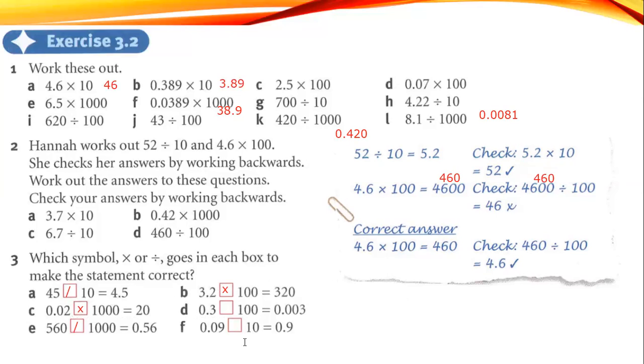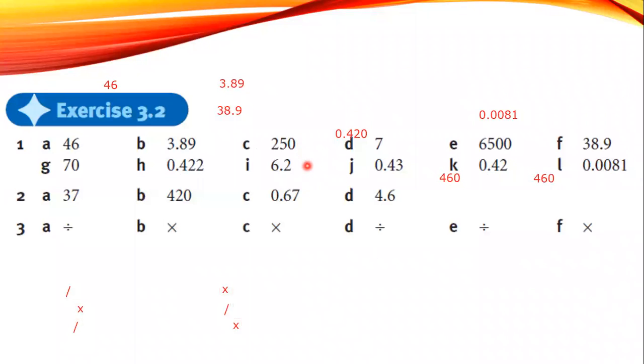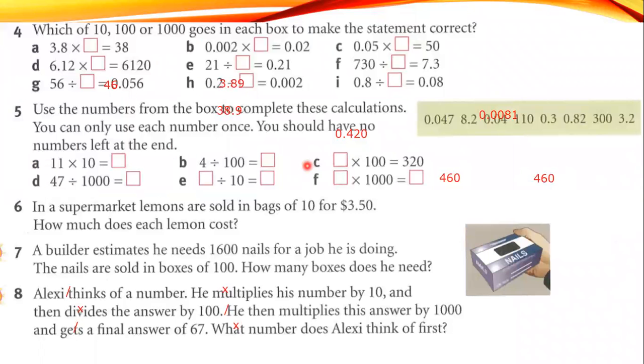Okay, same like that. If the point is moving backward, it means multiply. The point is moving forward as well, so it means divide. Okay, I hope you understand all this. Let me show you the answers. Here are the answers of 3.2. Okay, now let's solve the remaining parts.